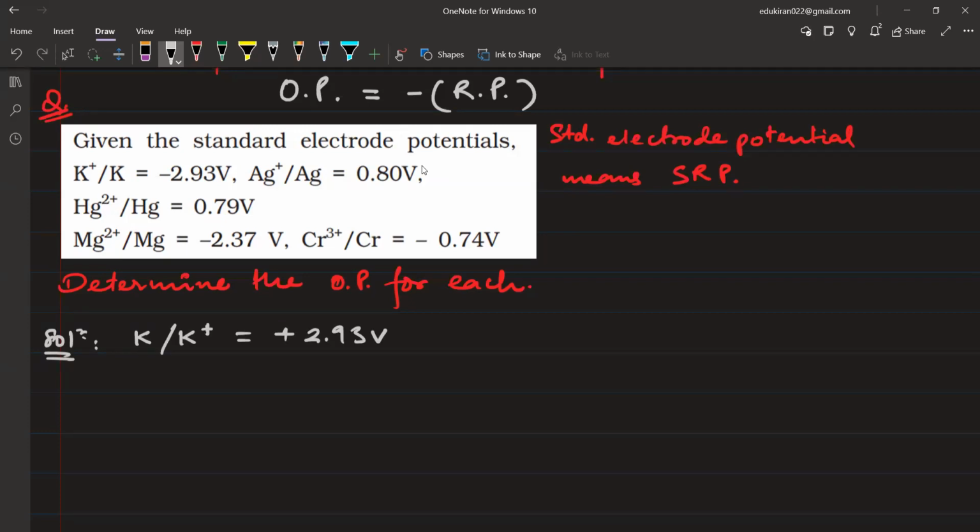Yes, sir. Similarly, Ag positive to Ag, how will we write this? I will write this as Ag to Ag positive. This will be equal to minus 0.80 volts. Similarly, do for the rest of them. Send your answer on my WhatsApp 7530 998 007.